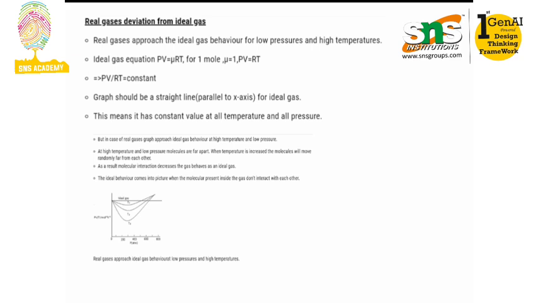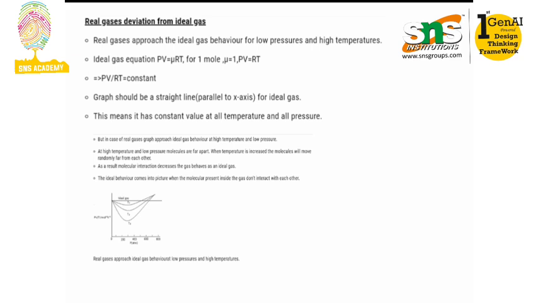So the graph should be a straight line parallel to the x-axis for an ideal gas. These kinds of questions will definitely be asked in the examination, what the graph will look like: a straight line parallel to the x-axis for an ideal gas. This means it has a constant value at all temperatures and all pressures. But in the case of a real gas, the graph approaches ideal gas behavior at high temperature and low pressure.